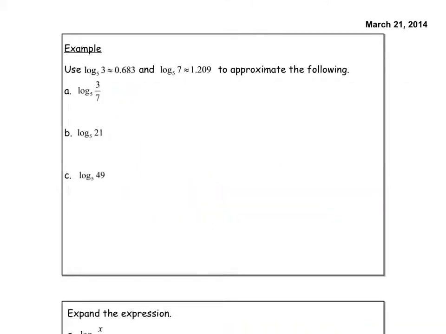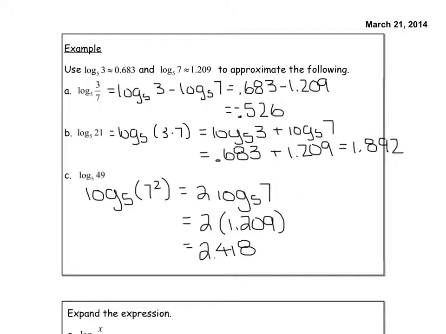Why don't you guys go through and try this example on your own? So pause the video, try this example, unpause it, and you'll see the answers. So here are the answers for those three examples. Make sure you check that you did all three of them correctly. So A, the answer is negative 0.526. B, the answer is 1.892. And C, the answer is 2.418.